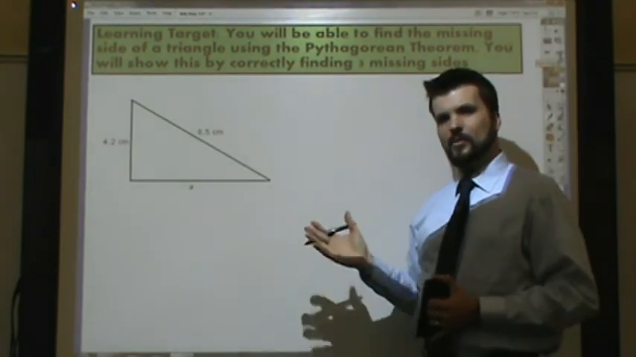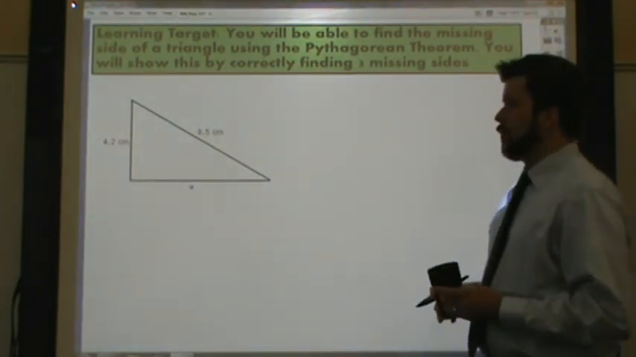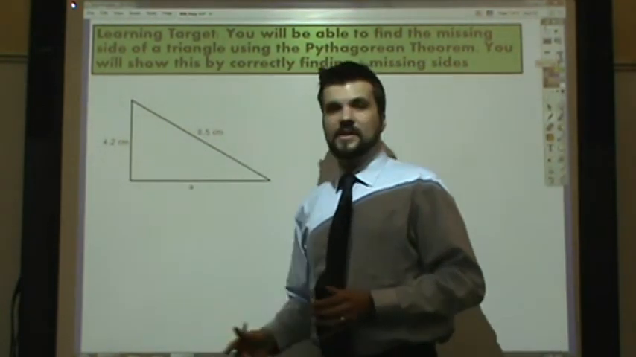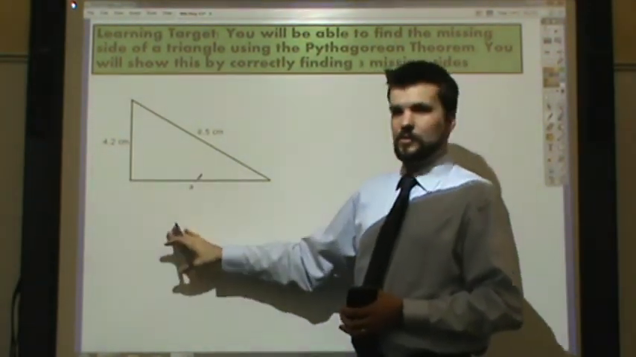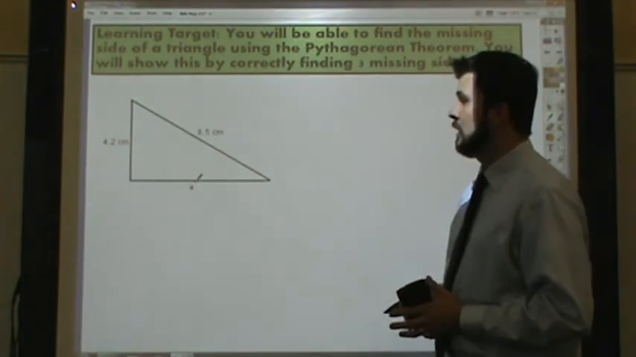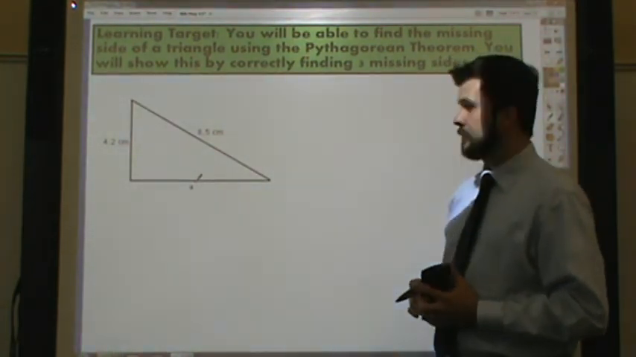Okay, let's try one with decimals here. One quick comment, I'll notice that both of these are to the tenth, so I would like to round this one to the tenth as well. Usually it's nice to keep them all the same, and we do have our units of centimeters.